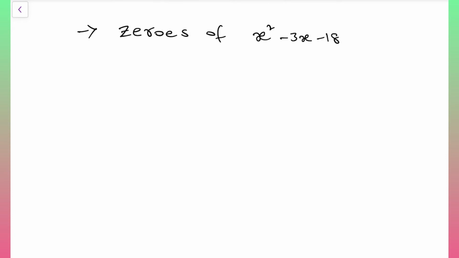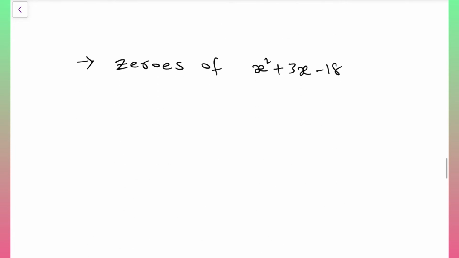Next question. Zeros of the quadratic polynomial x square minus 3x minus 18. In the first type of question, all the terms are positive. In the second type of quadratic polynomial, only the middle term is negative. Now, this is the third type of question. In this third type of question, again 2 types will be there. One is where the last term and middle term are both negative, and the second one is where only the last term is negative. So, let us check how to solve these kinds of questions.